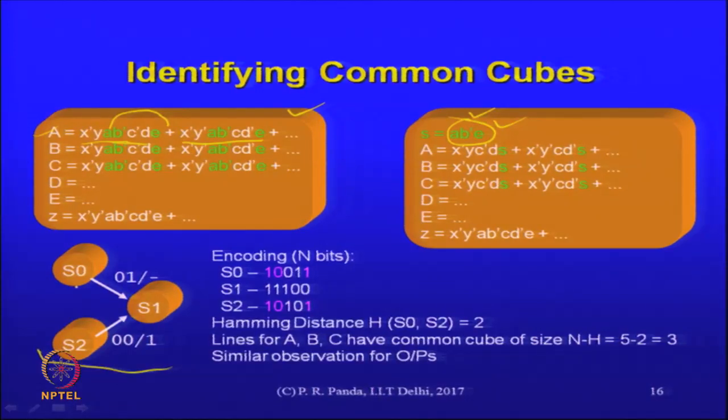This argument holds irrespective of the width of the encoding. I made it 5 just to illustrate the effect, but what I have here, n minus h, is a general argument. It applies for any n and any h. So for large FSMs, yeah.